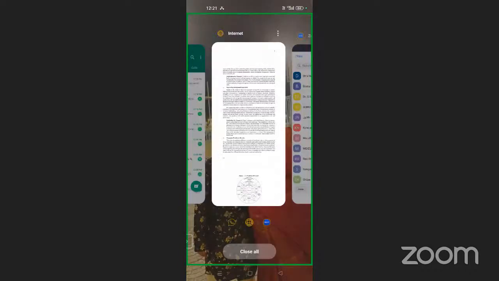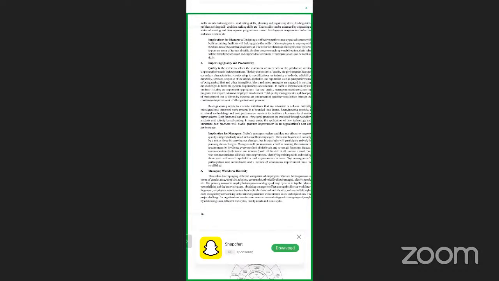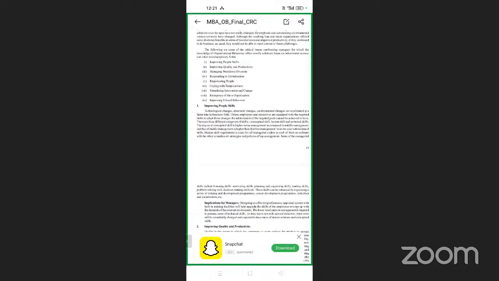So yes, back to the various challenges faced by organizational behavior. We were discussing improving people skill, right? People skills are of three types which can be focused on. One being conceptual skill, human skill, and the other being technical skills.